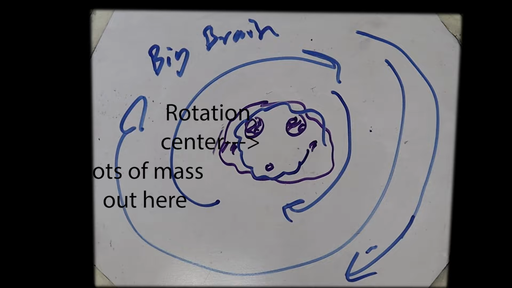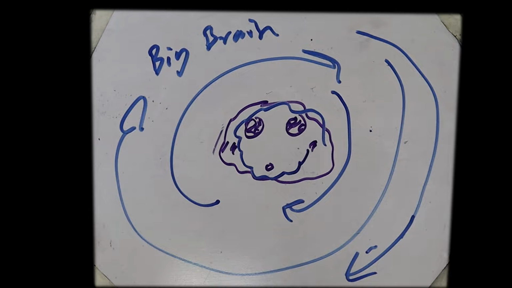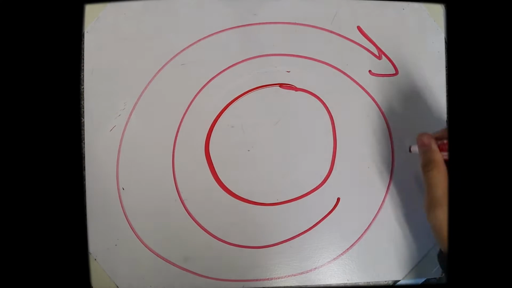When objects have a lot of mass outside of the center of rotation, they have a big moment of inertia, which basically means it has a lot of spinning momentum. So when all of this momentum transfers to a smaller object, such as a solar system or even a star, it spins really, really fast. This demonstrates the conservation of angular momentum. So now we have one really small spinning ball of matter.